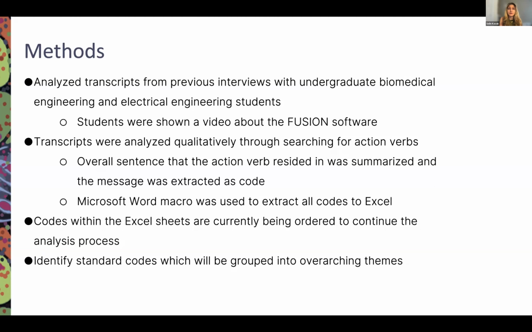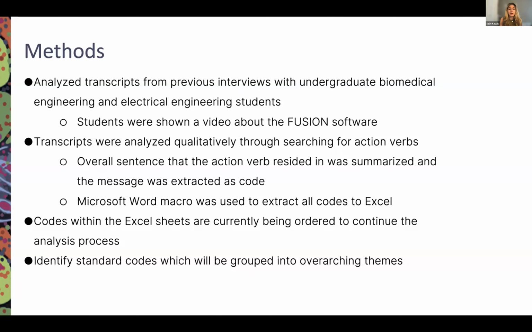So for example, while reading the transcripts, if we noticed that a student was saying, we can use the fusion technology to understand the cell, we can use the fusion technology to study, we can use the fusion technology to learn in this class, those were picked out, and the overall sentence that the action verb resided within was summarized, and that message was extracted as a code.